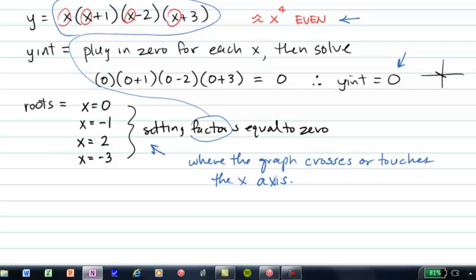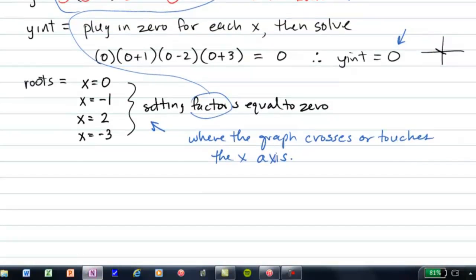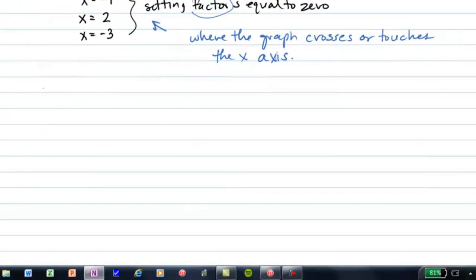We know that it's even. We know that it's going to go through the y-intercept. And we know that these are going to be the roots. Now, what roots actually means is where the graph crosses or touches the x-axis. So in order to figure out what our graph is doing around those places where it touches the x-axis, what we're going to do is create a sine graph.